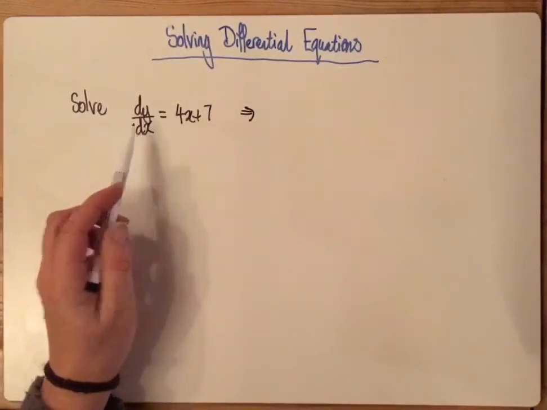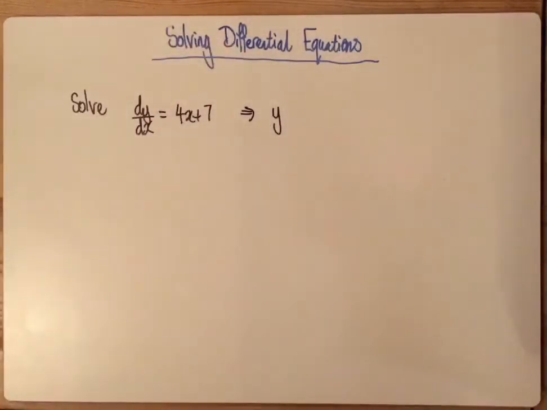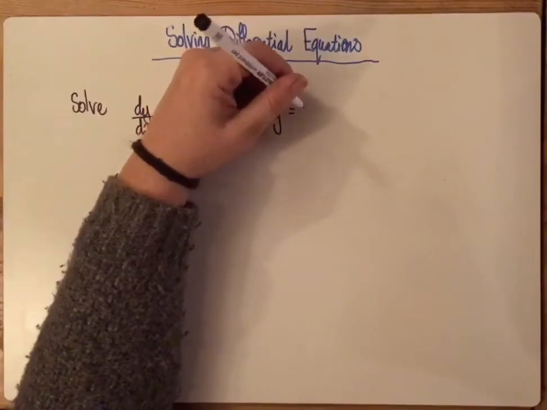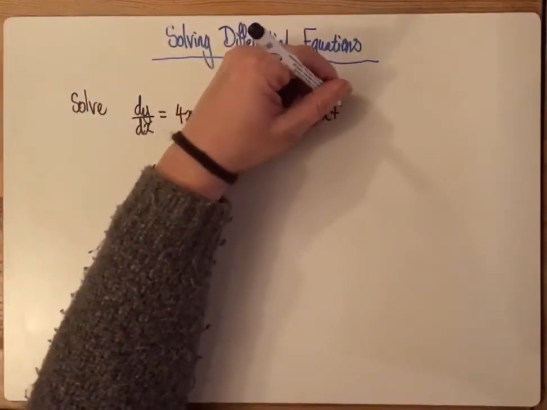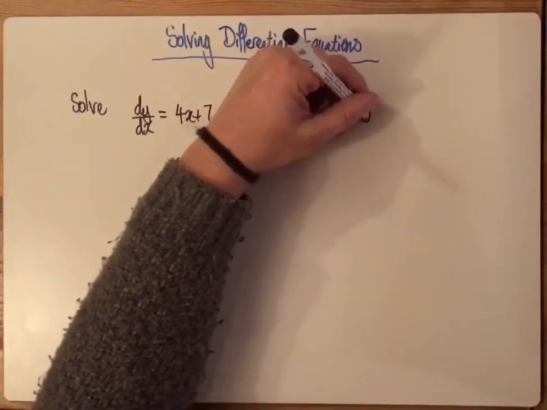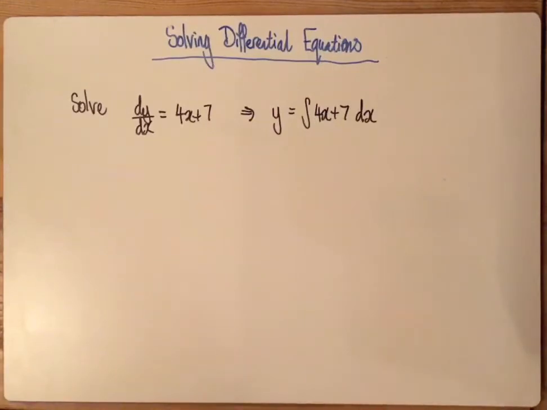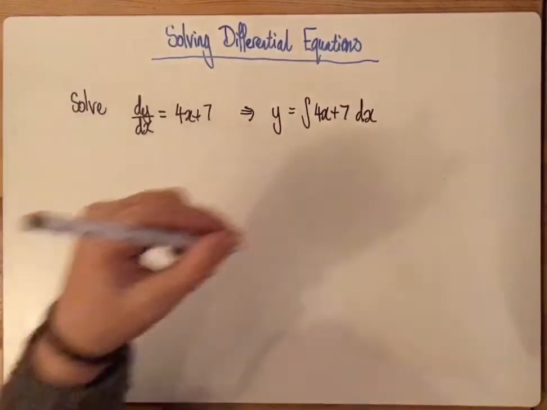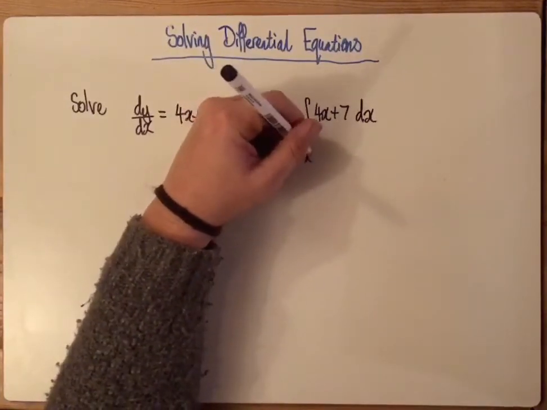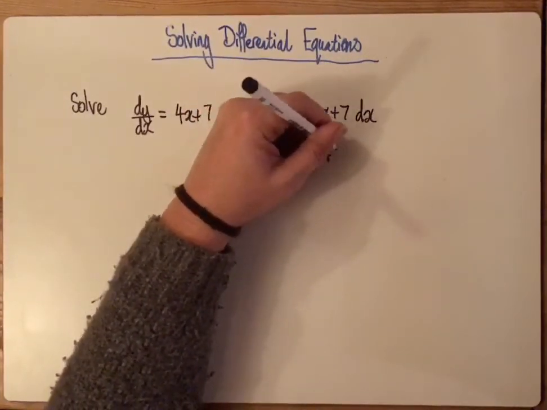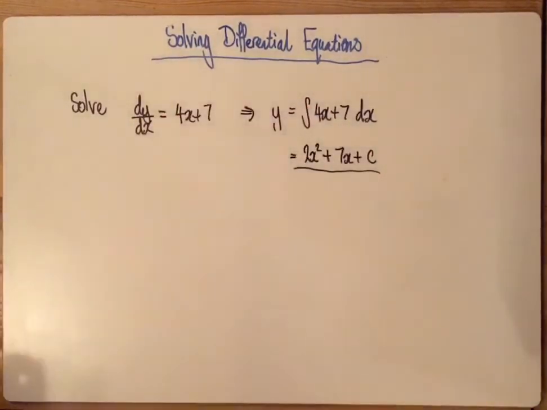So if I integrate dy dx, I get y. And then I can integrate 4x plus 7 with respect to x. So you're actually balancing an equation there, and that's all we need to do with these. So adding 1 to the power, dividing by the new power, 2x squared plus 7x plus c. Please remember the plus c.